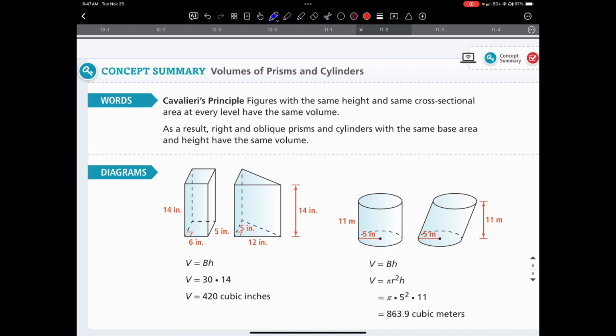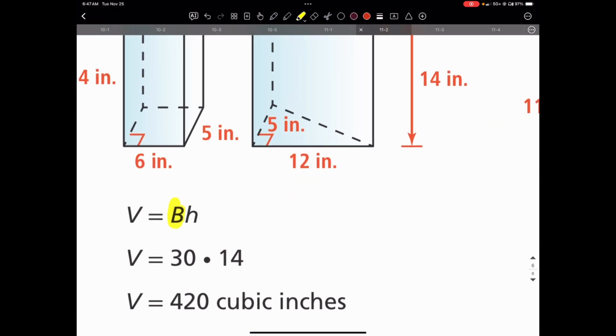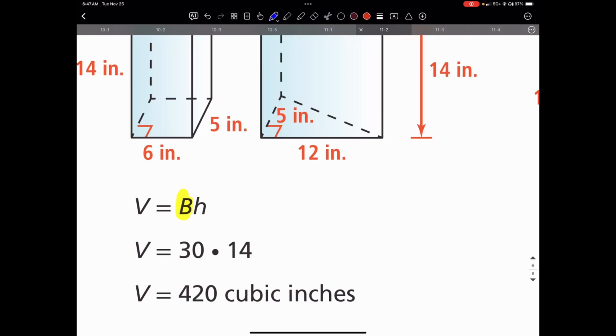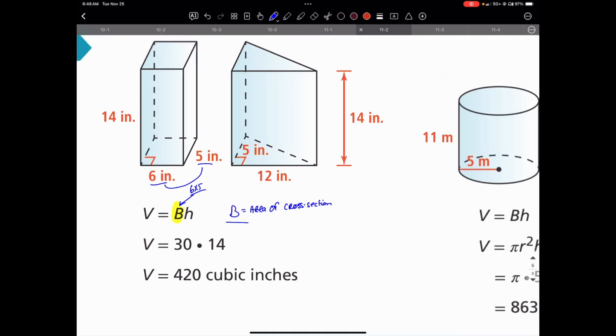The one thing you should really take from this lesson is that capital B right there. That is not the lowercase b you use for one of those. It's actually this times that. It's the product 6 times 5, right? That's what that uppercase B is for. So that uppercase B is the area of the cross section, right? Okay, that's what you need to remember. Make sure you don't mess that up when it comes time for your test.